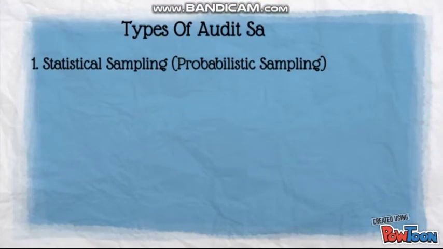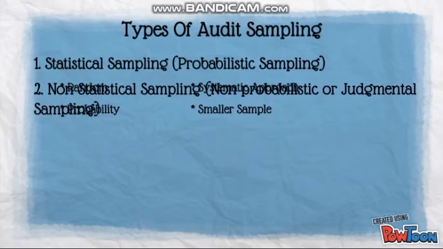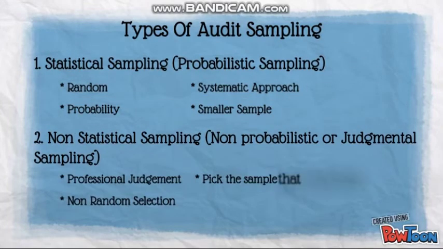Types of audit sampling. 1. Statistical sampling, or probabilistic sampling. Statistical sampling means any approach to sampling that has the following characteristics. A. Random selection of a sample. B. Use of probability theory to evaluate the sample result. C. Defensible as a measure in court, as it is a systematic approach to selecting a sample. D. Relies on a smaller sample for intensive checking, made representative of a large population.